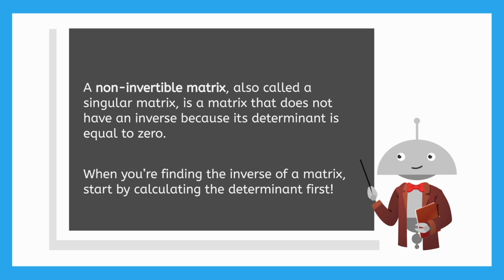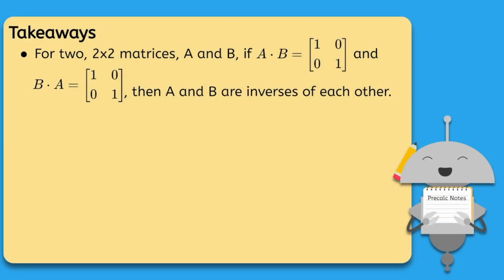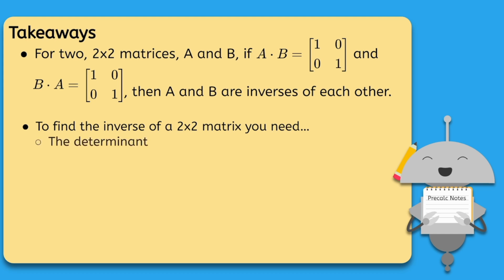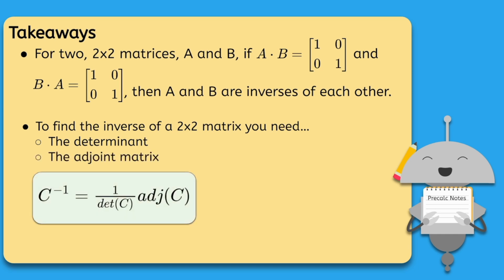If it's equal to 0, you know the matrix doesn't have an inverse and you won't have to find its adjoint. Today, you learned how to verify whether two matrices are inverses by showing the product of the two matrices is equal to the identity matrix. You also learned the process for finding the inverse of a 2 by 2 matrix, which involves finding the determinant and adjoint matrix, then multiplying the adjoint matrix by the reciprocal of the determinant. You'll be using these skills in the next lesson, where we'll find the inverse of a 3 by 3 matrix.